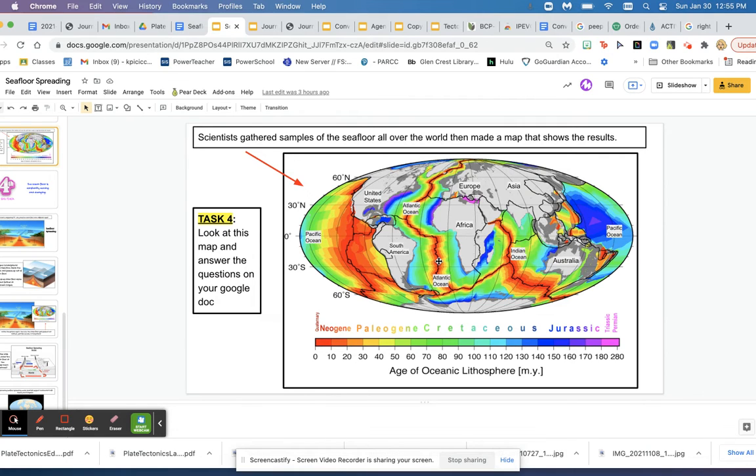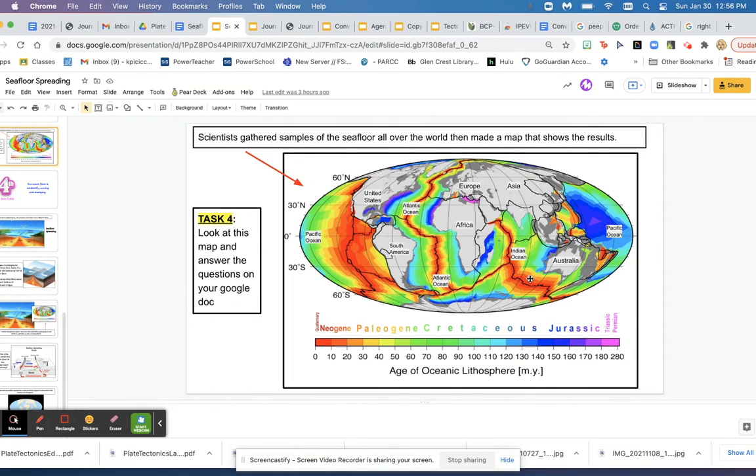So what's happening is that we have these areas all around the world that have these darkened lines that are on the map here. And it seems like where those lines are is where there's the youngest seafloor. And then as you go further out and out and out, so out into the edges, you get to more of the blue, green, and purple. So the edge of the seafloor is not the same.